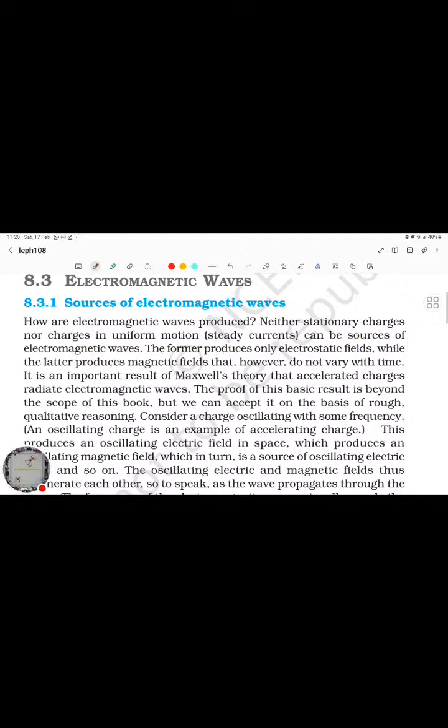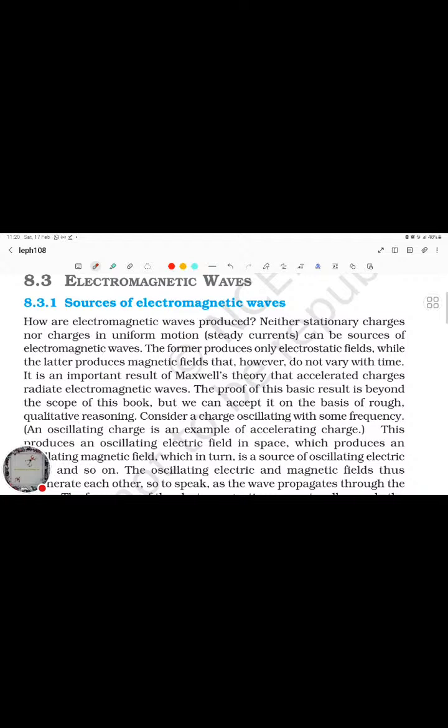அதாவது ஒரு stationary charge which does not move, அதுவும் இல்லை, the one which moves randomly with respect to time, which changes with respect to time, இது இரண்டுமே வந்து cannot be. Charges in uniform motion இல்லை charge which is at rest, which are both equivalent in nature, steady current, இது இரண்டுமே வந்து electromagnetic waves produce பண்ணாது. The former produces only electrostatic field, while the latter produces magnetic field that however do not vary with time.